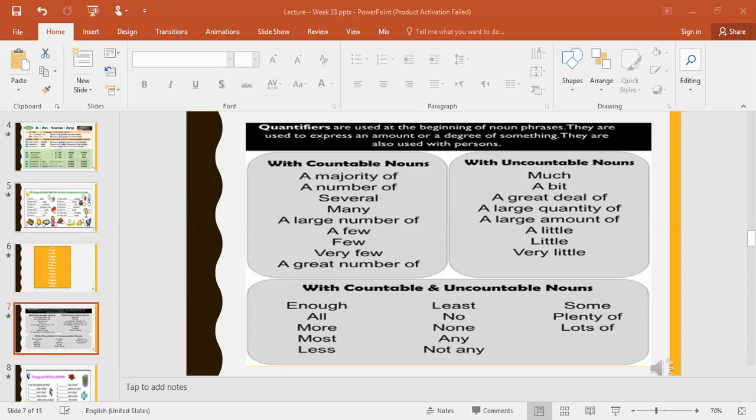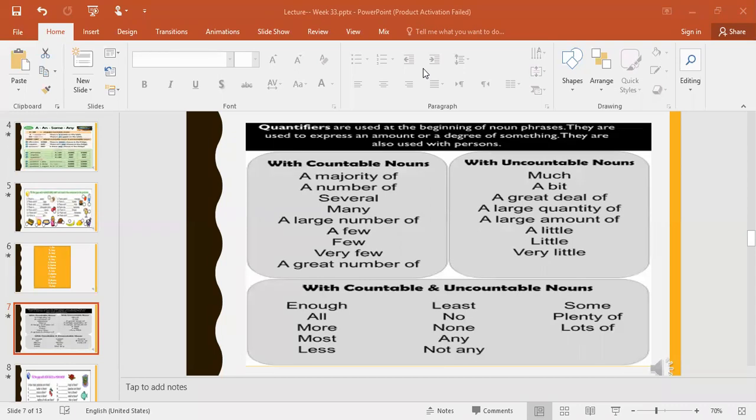And when I say quantifiers, it means words or expressions used to express the amount or degree of something, يعني the quantity of something. And they are also used with persons, يعني these quantifiers are also used with persons, not only with things or animals or nouns, with sub-objects, also with persons.